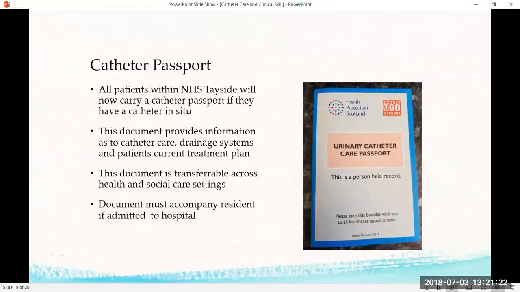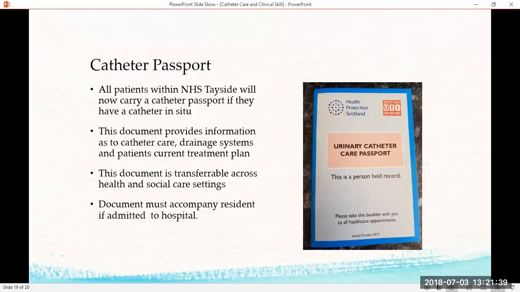Well, this is our penultimate slide, everybody. I'm sure you'll be glad to hear. So this is a photograph of the catheter passport. This is what all your residents with catheters in will be transitioning on. This is a new document that's to stay with the patient.